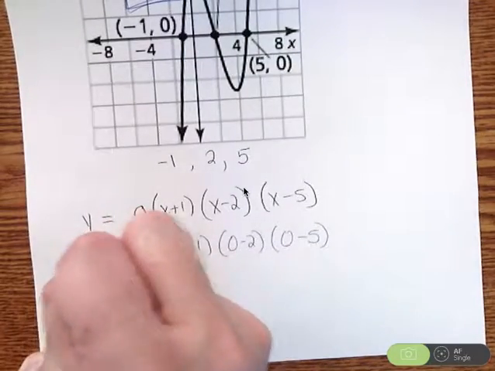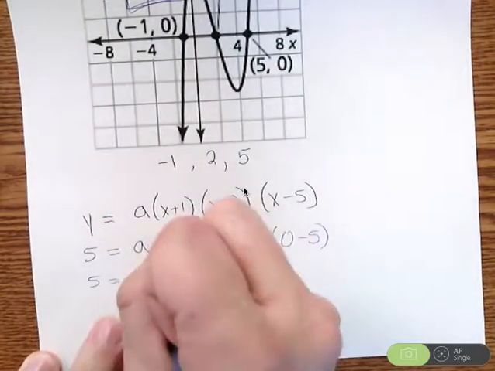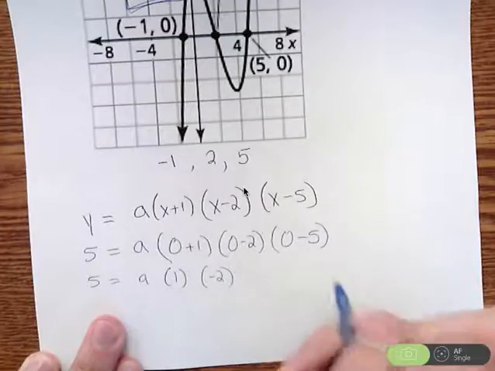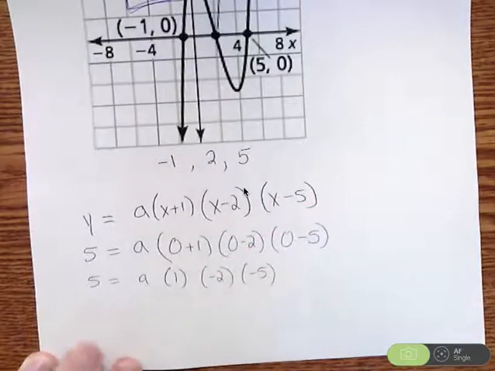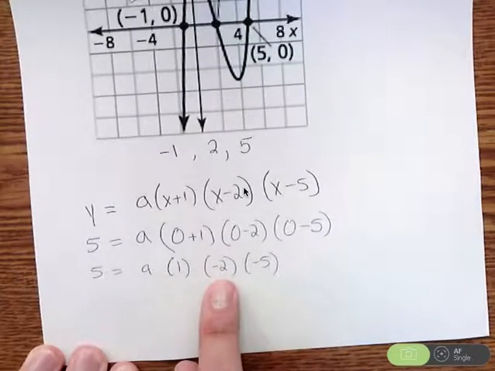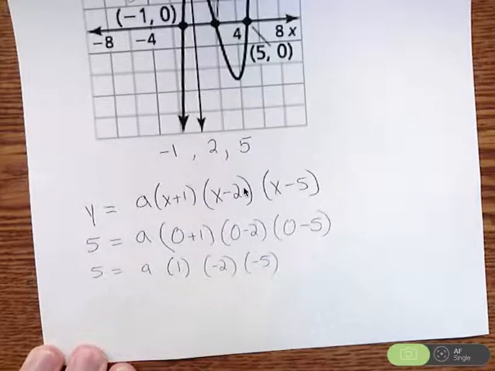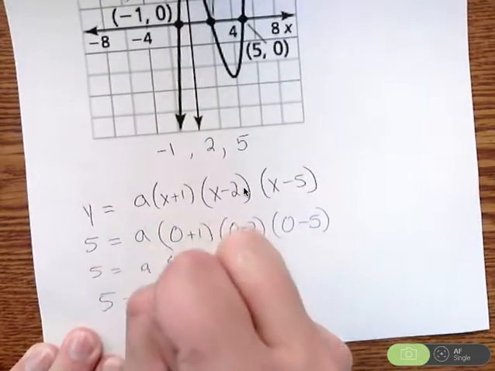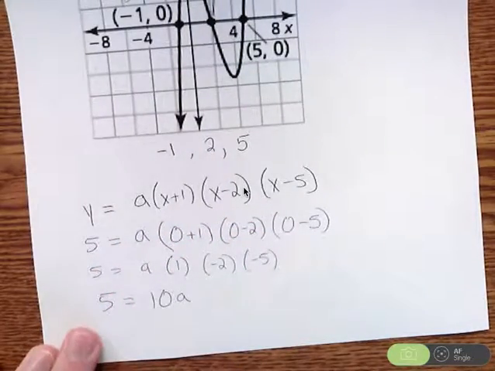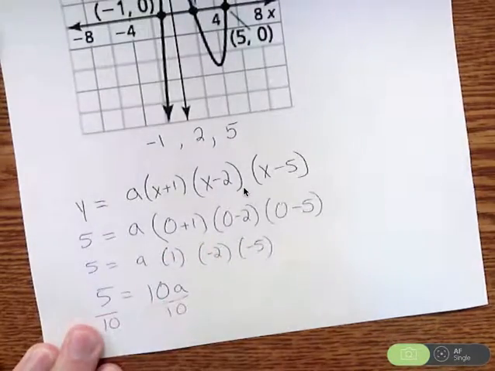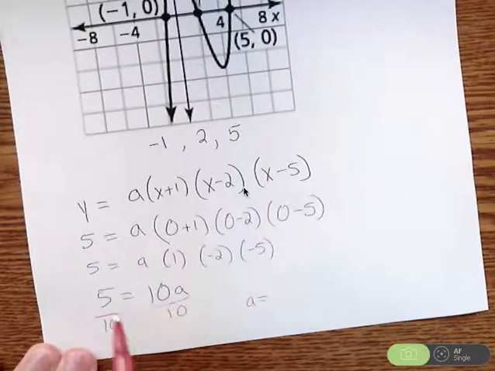So I still have 5 equals a. 0 plus 1 is 1. 0 minus 2 is -2. And 0 minus 5 is -5. All that's left to do is multiply these 3 together. 1 times -2 is -2. -2 times -5 is 10. 10 times a is just 10a. So if I want to solve that for a, I'm going to divide by 10 on both sides. So I'm going to get a equals 5 over 10, or 1/2.